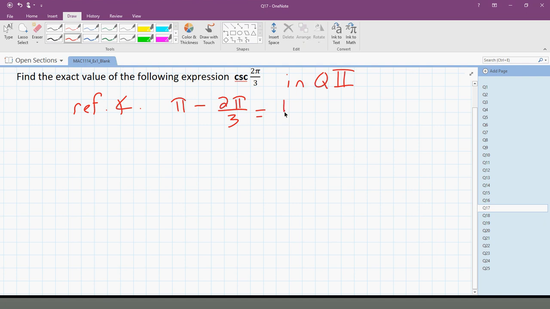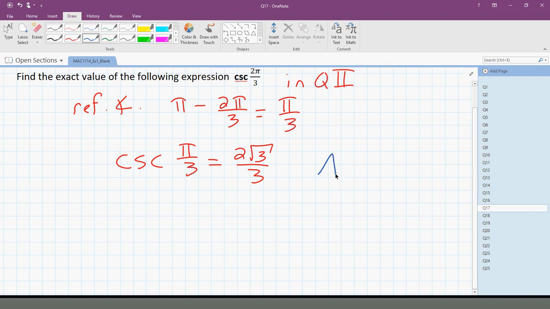And if I subtract those, I get pi over 3. So this function is going to be related to pi over 3. Well, on the board in class, you'll have the answer to this, which is 2 square root of 3 over 3. So now you just got to think about what's the sign.